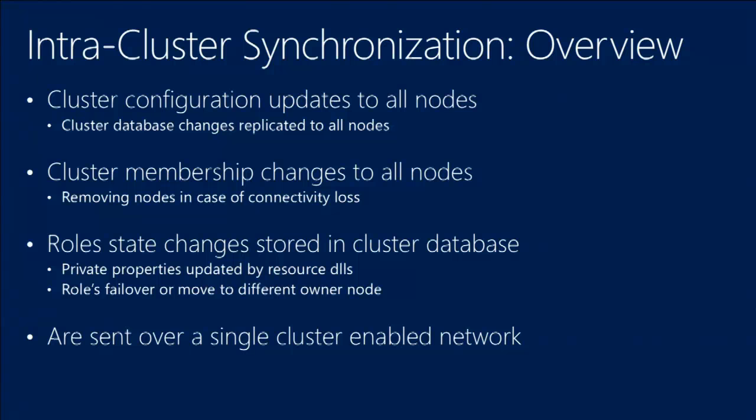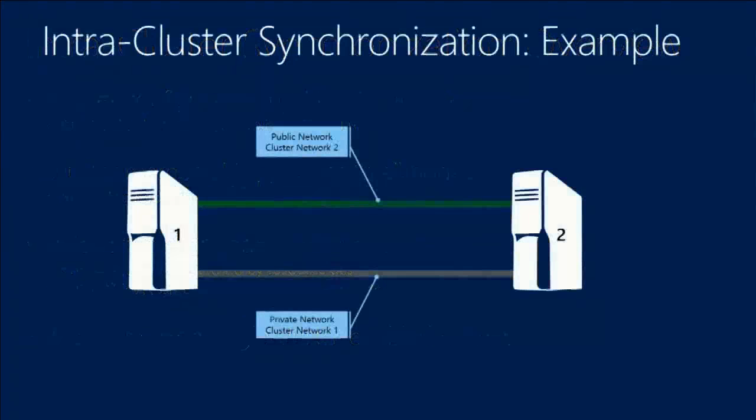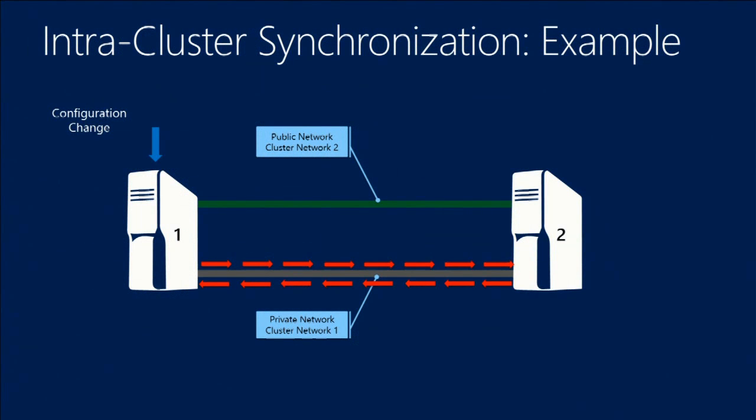This intra-cluster synchronization traffic is sent on the highest priority or lowest cost network, which is only one. So if you have a public and a private network, it gets sent only on the private network. The cluster has the smarts to figure out which is the private network, and which is the most available for sending the cluster traffic. So that is built in.